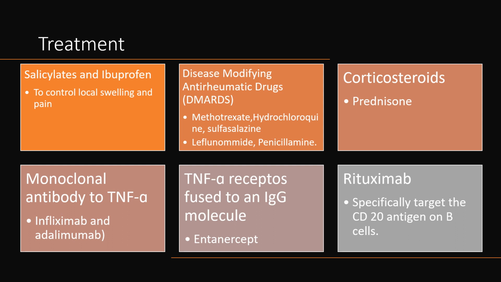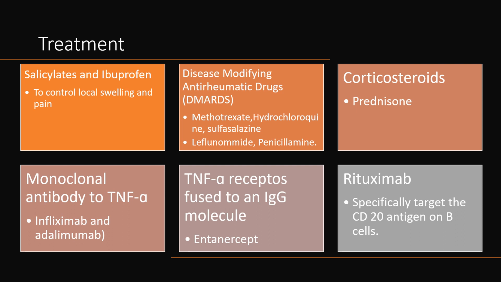A recent development involves treatment with biological agents that block the activity of TNF-alpha. Agents that act against TNF-alpha are classified into two categories. First, the monoclonal antibodies to TNF-alpha, which are infliximab and adalimumab, and second, the TNF-alpha receptor fused to an IgG molecule, etanercept. All three specifically target and neutralize TNF-alpha, and they have shown very promising results in halting joint damage without producing major side effects.